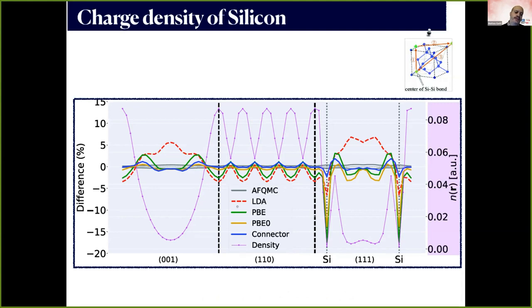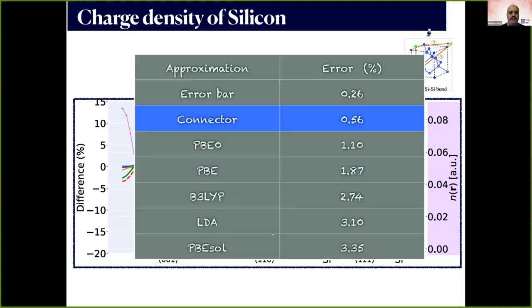The important message for us is that the connector approximation is improving with respect to the LDA. Both of them share the same model, which is the homogeneous electron gas, and we don't increase the computational cost. So for silicon, this is very good. And actually, the connector is the best approximation here.